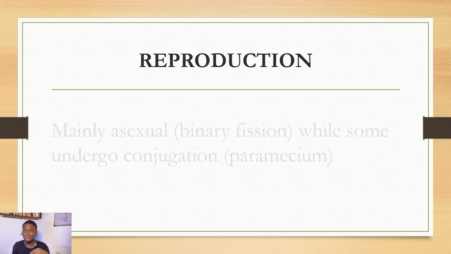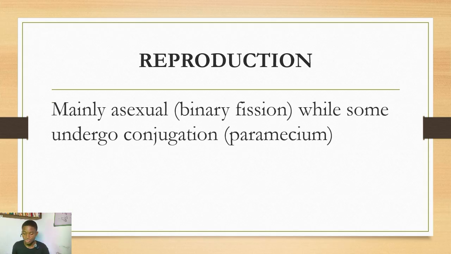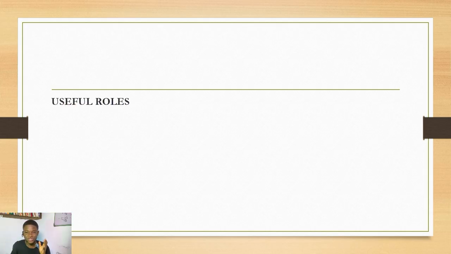So next, we're going to talk about the reproduction in protists. How do protists reproduce? Okay, it's mainly asexual. When we mean asexual, it requires just one organism, not a male and a female. The asexual mode of reproduction in protists is binary fission, as I've explained earlier. While some undergo conjugation, the example of the organism that undergoes conjugation is the Paramecium. All right.